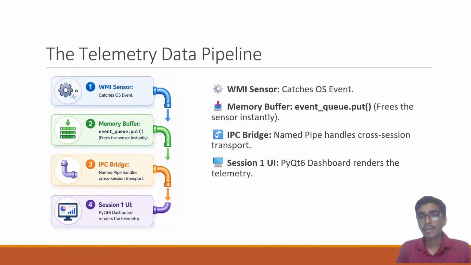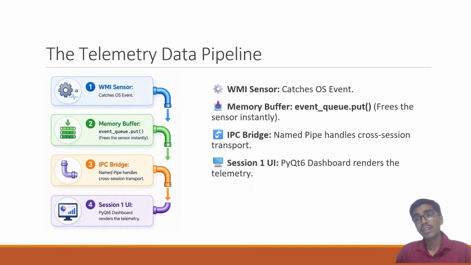And now the telemetry data pipeline, how the data is collected. First of all, the WMI sensor catches the OS-level events, whatever process events happen. Next is the memory buffer, event_queue.put, in which the payload is sent and added. The WMI sensor and the various worker threads all put their JSON payloads into this queue. In first-in, first-out manner, the details are sent on to the next stage, the IPC bridge, and via it to the session one UI.